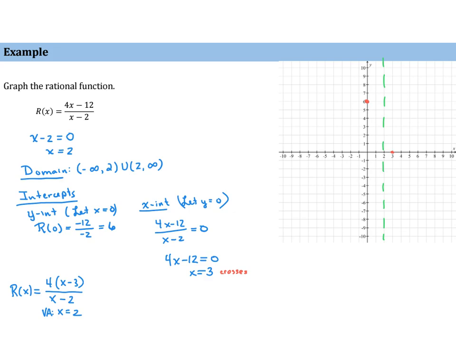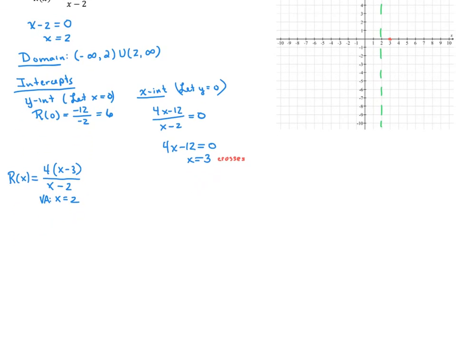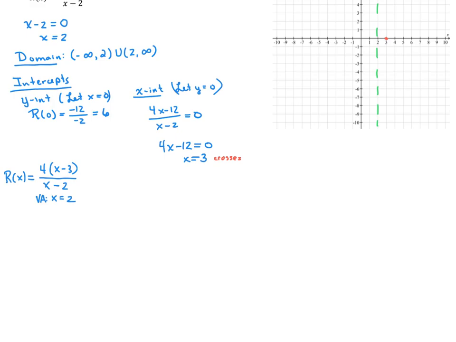Now, do we have any horizontal asymptotes or oblique asymptotes? Notice the degree of the numerator is 1. The degree of the denominator is 1. Since those degrees are the same, that means that we have a horizontal asymptote, and we look at the leading coefficients. The leading coefficient in front of the x in the denominator is 1. So 4 over 1. So we have a horizontal asymptote y equals 4.